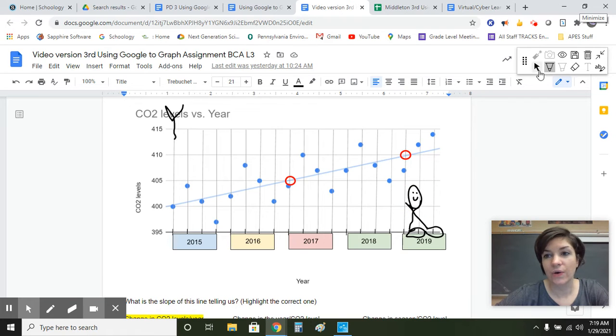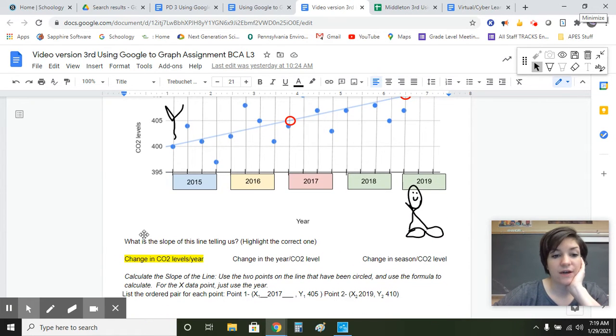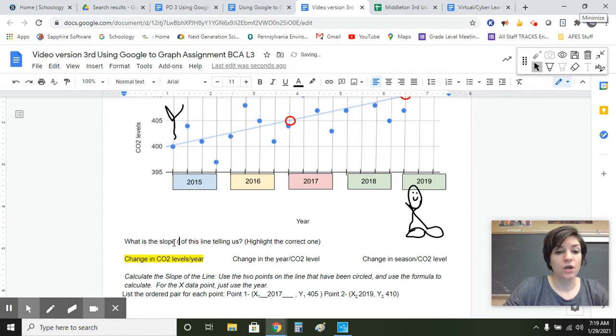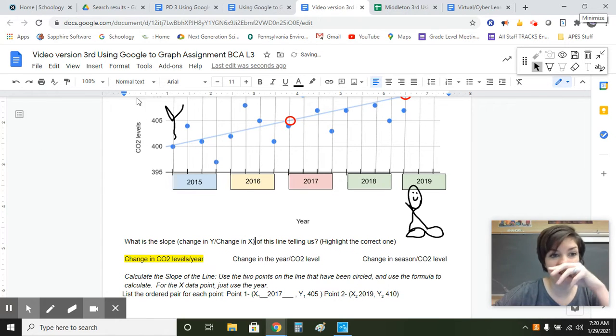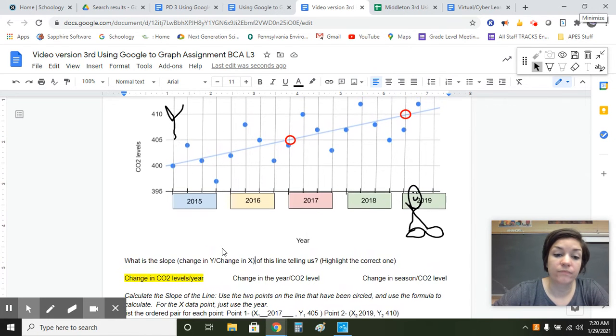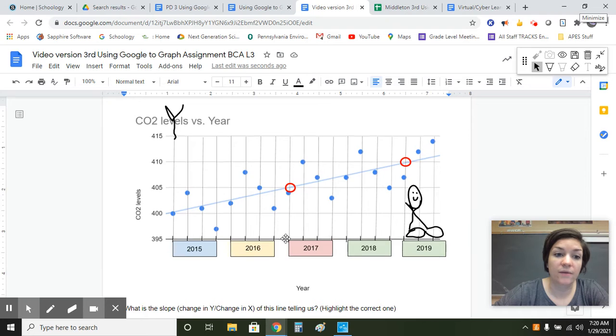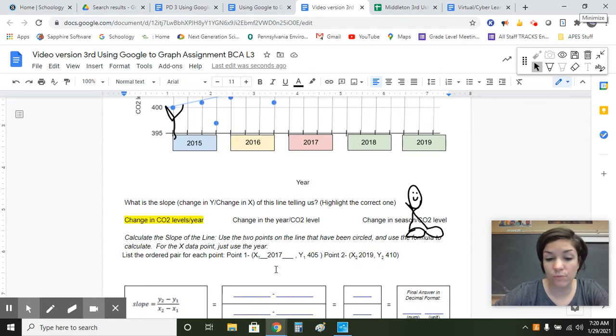Okay, so with that in mind, let's look at these data points. I want to remind you that slope is your change in y over change in x. So literally, what is the y over x? And we decided that it's the change in CO2 levels per year. So make sure you have that highlighted. Okay. And then you were supposed to pick 2 points here.